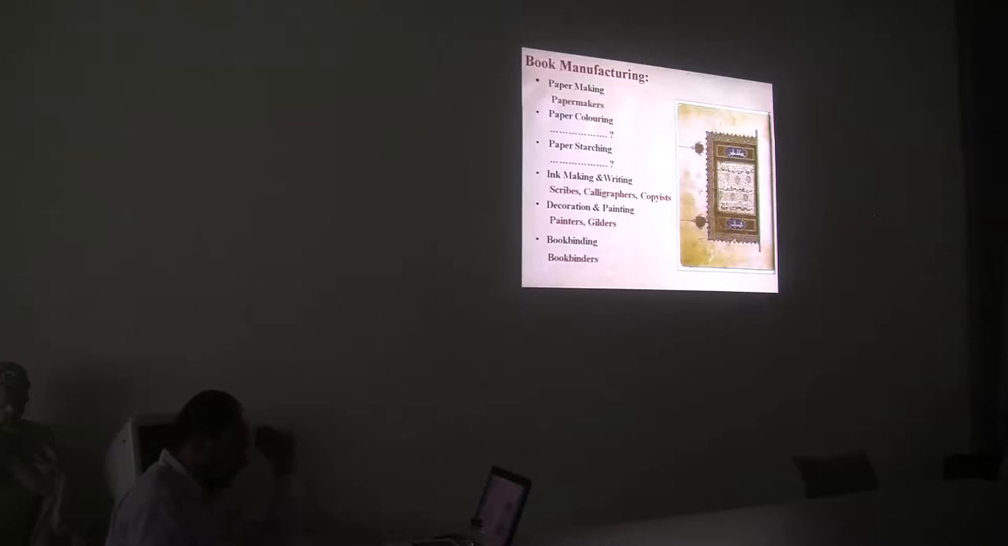Classically, each stage of the process of book manufacturing had a certain craftsman who was responsible for doing the job. There were paper makers for paper making, but we don't actually know who was responsible for paper coloring and paper starching as well. There were scribes, calligraphers, and copyists for ink making and writing. There were painters and gilders for decoration and painting. And finally, we have bookbinders for bookbinding.